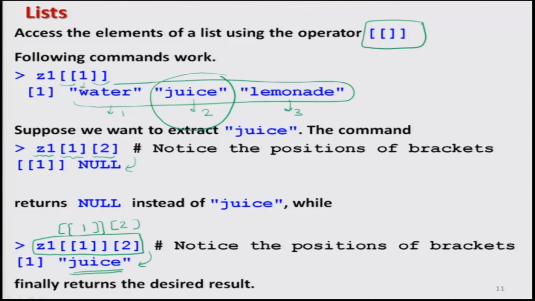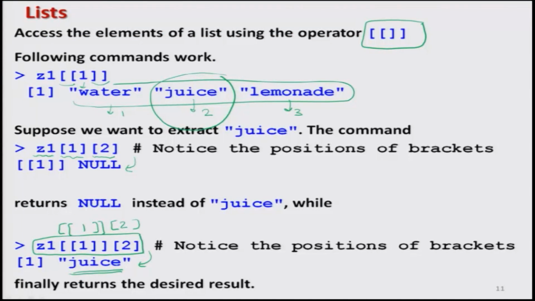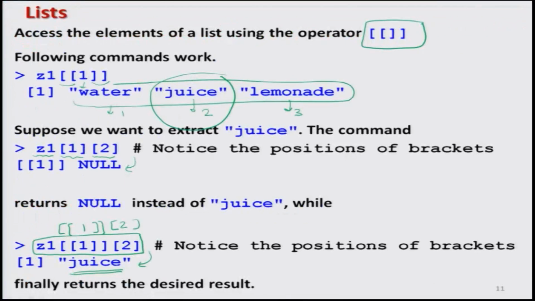So, you can see here, if I try to do it here, this is giving me water, juice and lemonade, and when I am trying to take up here the first option, which is actually not correct, but it is important for us to see what happens. You can see here this is giving me null. It is doing something else and it is not what we expected.